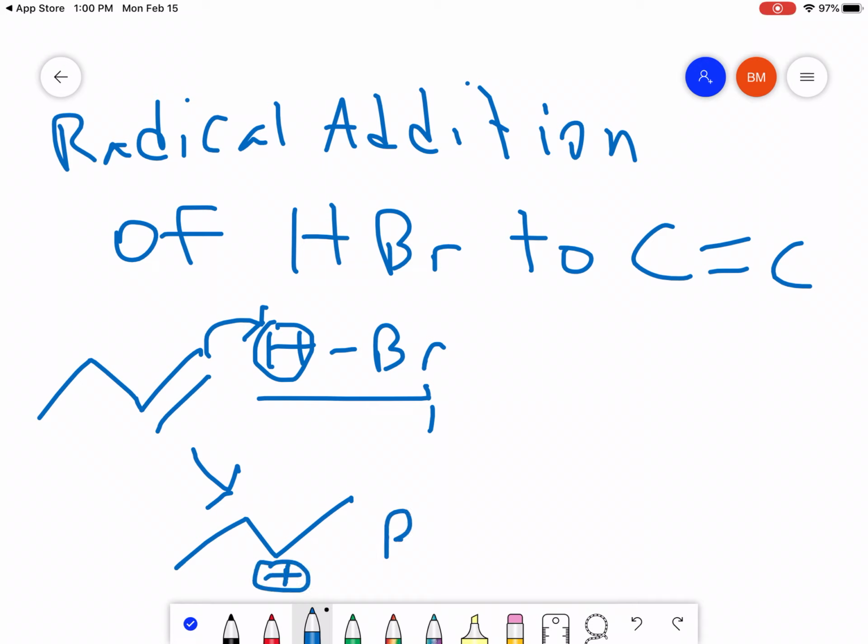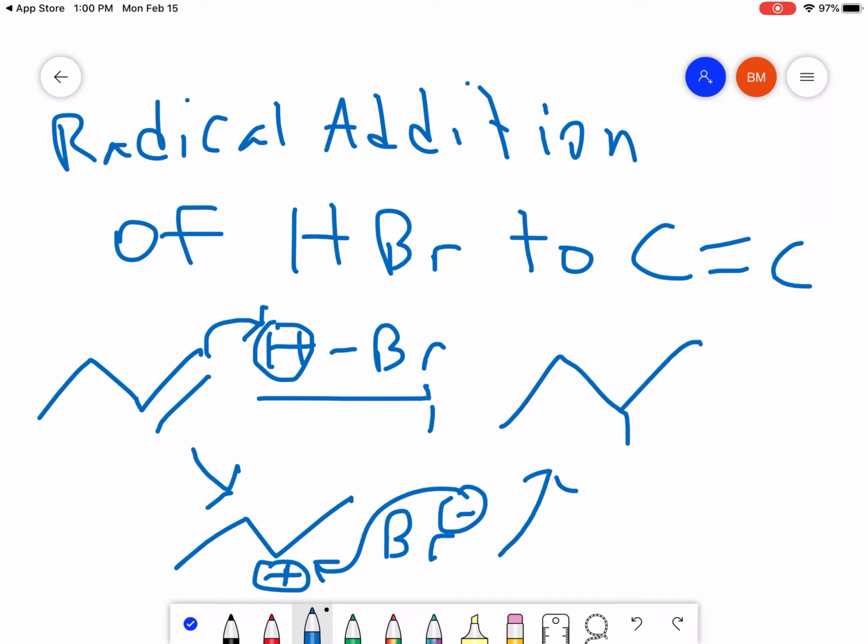And then the Br minus comes in right there, boom, and you have your addition of HBr. That's what we've done in the past, right? And so in this case, you see the Br goes to the middle carbon, you get 2-bromobutane.